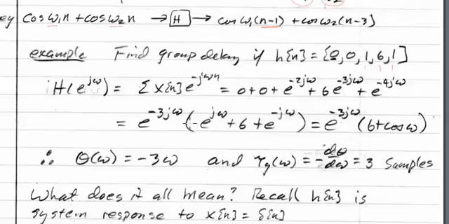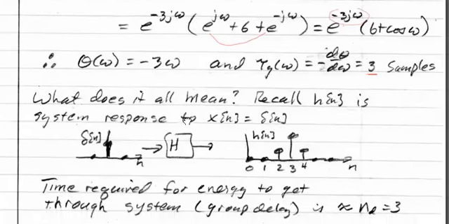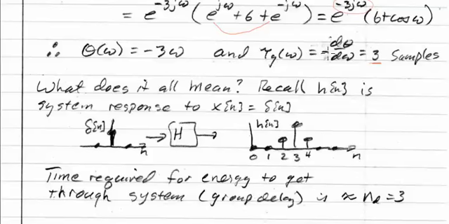We factor out e to the -3j omega, like we've done in class, and we use Euler identity to combine those two guys into cosine omega. So this is the continuous phase representation that we worked on. So the continuous phase is -3 omega. That comes from that exponent. We drop the j. So there's no j in the phase thing. Group delay is minus the derivative of this. So the group delay is just 3 samples. All right, so I went through that quickly because it's stuff we've done before. The only thing we haven't done is taken the derivative of something that simple.